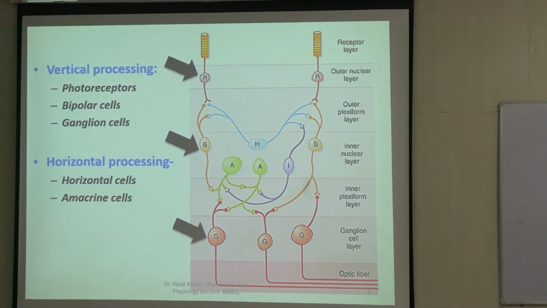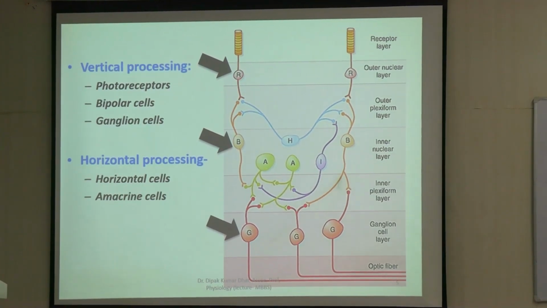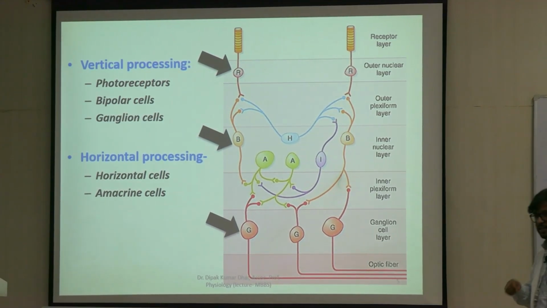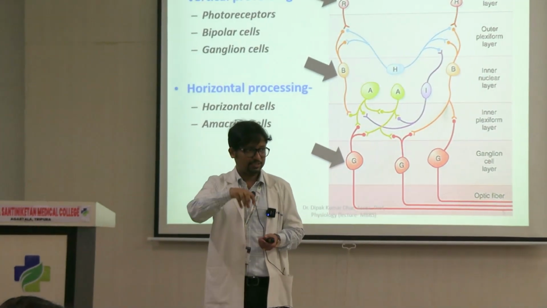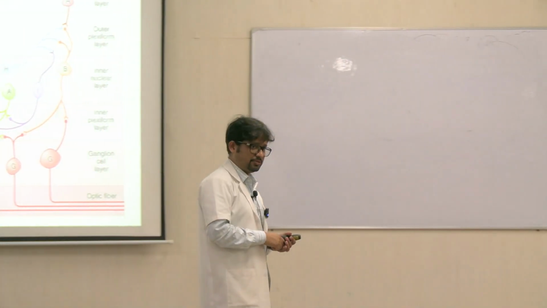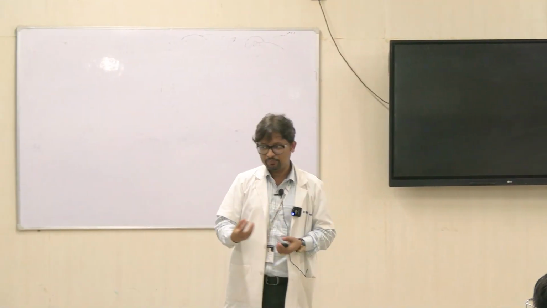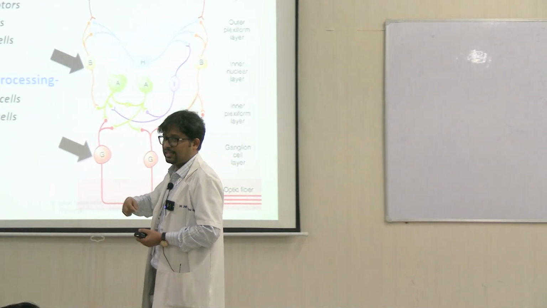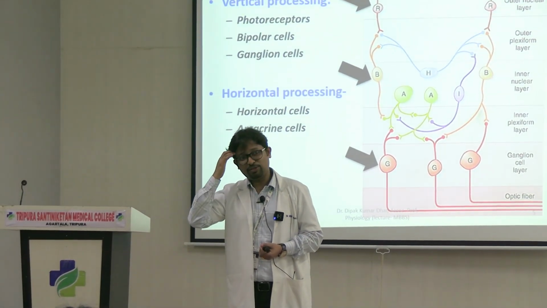So what is the function of this? Horizontal cells and amacrine cells perform the function of lateral inhibition. Lateral inhibition means, suppose there are 3-4 other cells with which that particular amacrine or horizontal cell is connected, then the surrounding cells are inhibited, and the central cell is not inhibited. So this ensures that signals are transmitted from the area of interest, and signals from the laterally adjacent area are not transmitted. So what happens because of this?